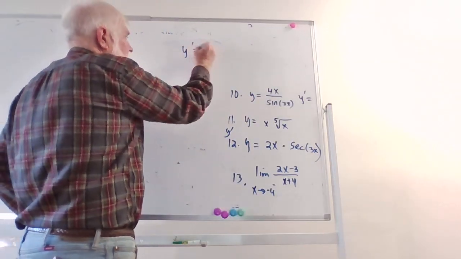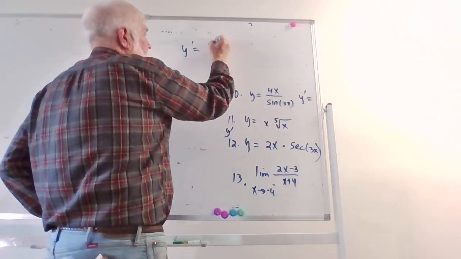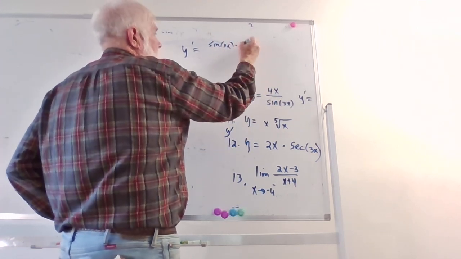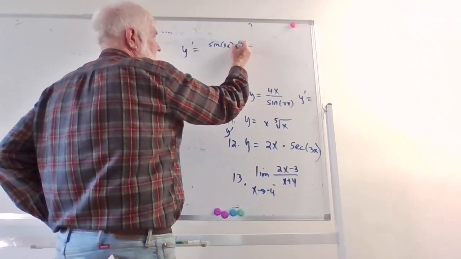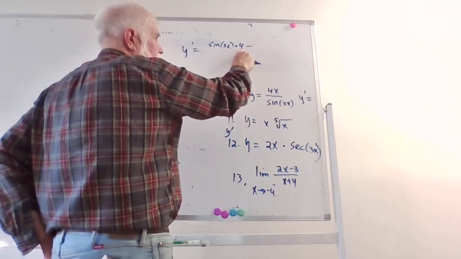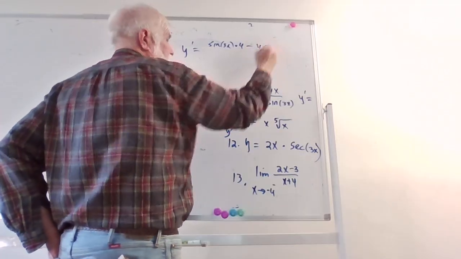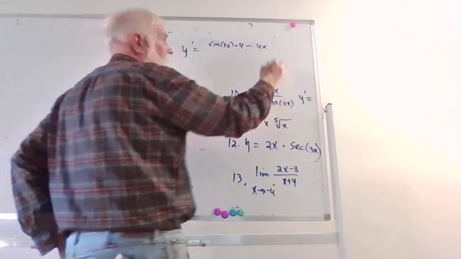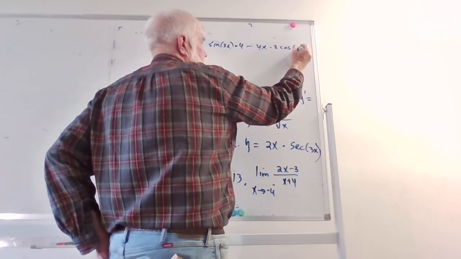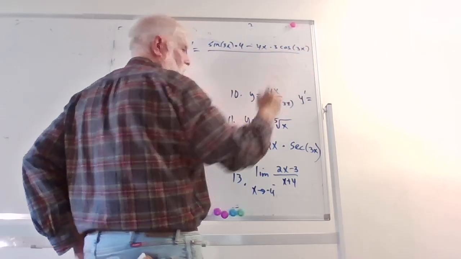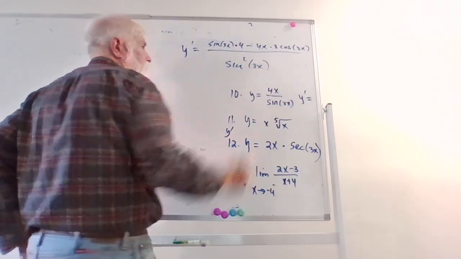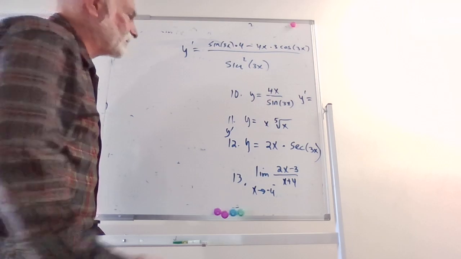So y prime is equal to low, sine of 3x, d high, times 4, minus... probably should put the 4 in front, but that's all right. Low d high minus high d low. The derivative of sine of 3x is 3 cosine 3x. All over low, low: sine squared 3x. And there's your quotient rule, little practice.